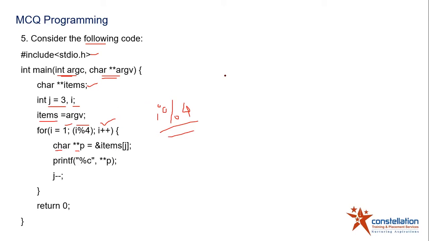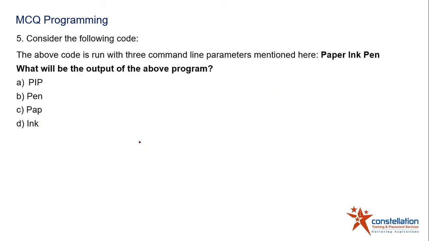Then we have declared another pointer, and we are storing items[j] in it. So we'll start with the last one. The last one will go 3, 2, 1. It is going to work like this. Then %c and then p. So we will print whatever is in the third place, whatever is in the second place, whatever is in the first place. Since it is %c, one character of each will be printed. Let us see what is the next part.